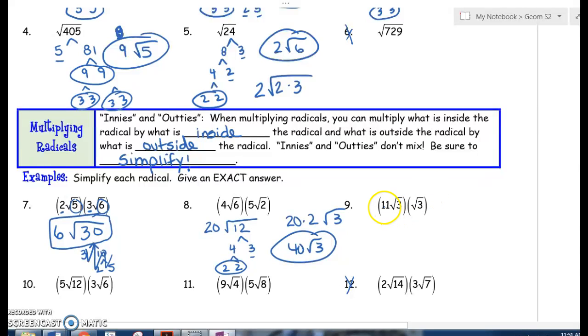The next one, technically the second radical has a 1 in front, so you could do 11 times 1, which is 11. Square root of 3 times square root of 3 is the square root of 9. You can do a factor tree, but the square root of 9 is a perfect square. Square root of 9 is 3. Once you square root the 9, you don't need a square root symbol over the 3 anymore. It's 11 times 3, which is 33. Square root of 9 is just 3.